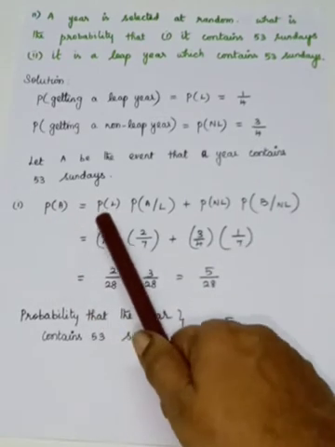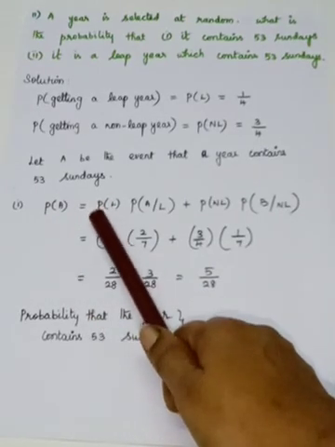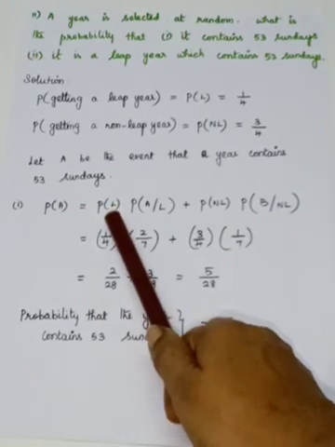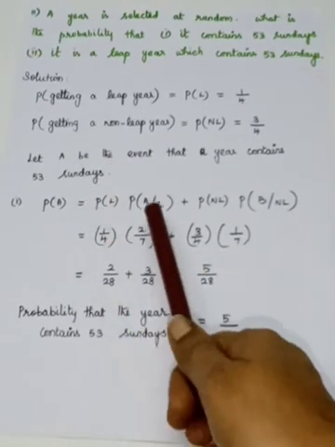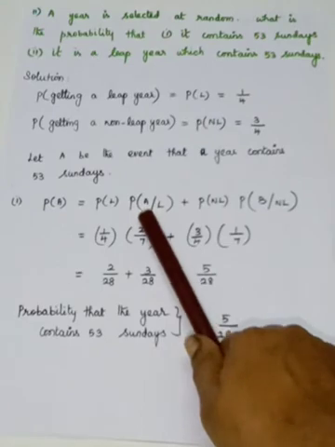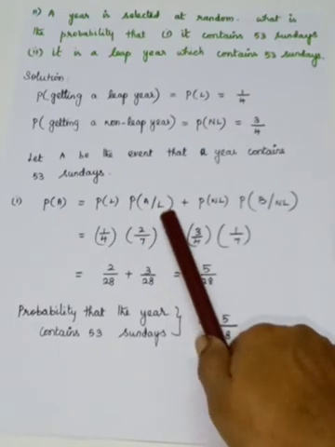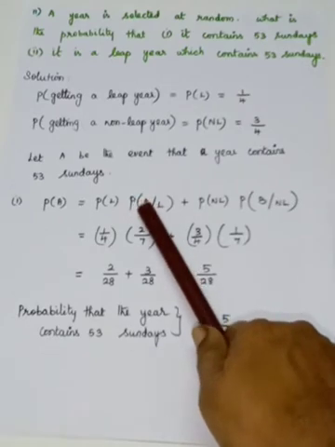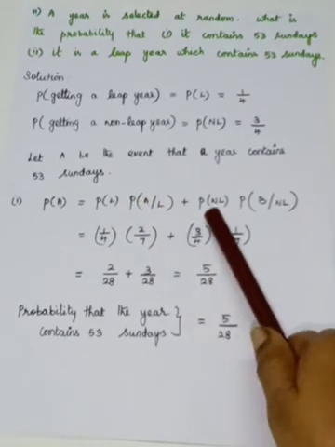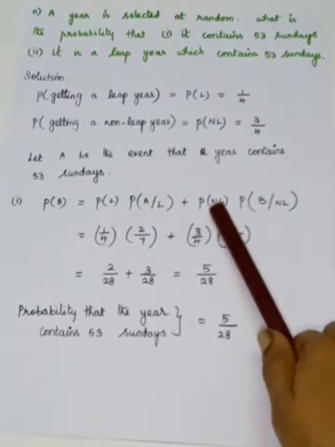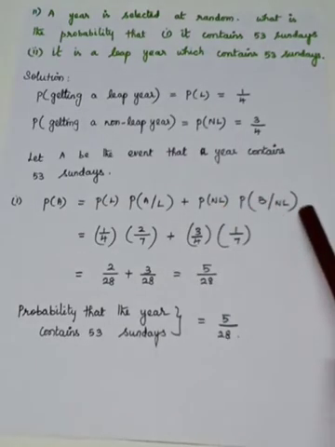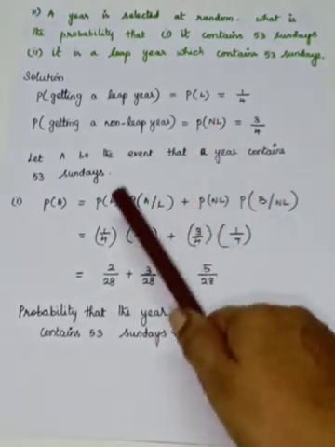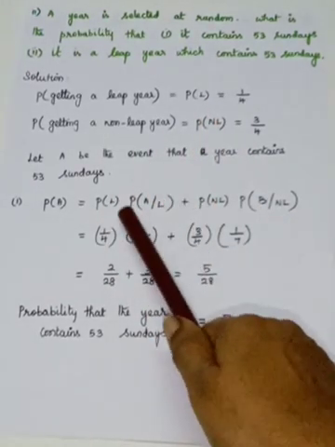First, the year may be a leap year, so the probability of getting a leap year. Next, the leap year having 53 Sundays, P of A by L, which means a leap year getting 53 Sundays. Plus the probability of getting a non-leap year, and that non-leap year getting 53 Sundays. So P of L is 1 by 4.